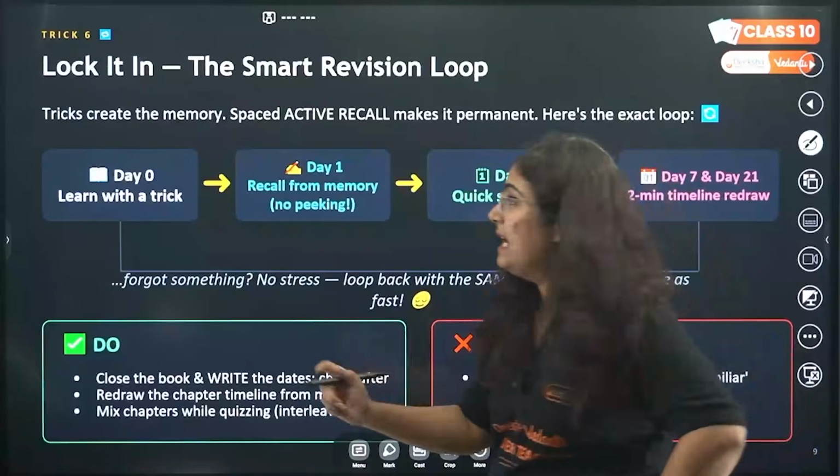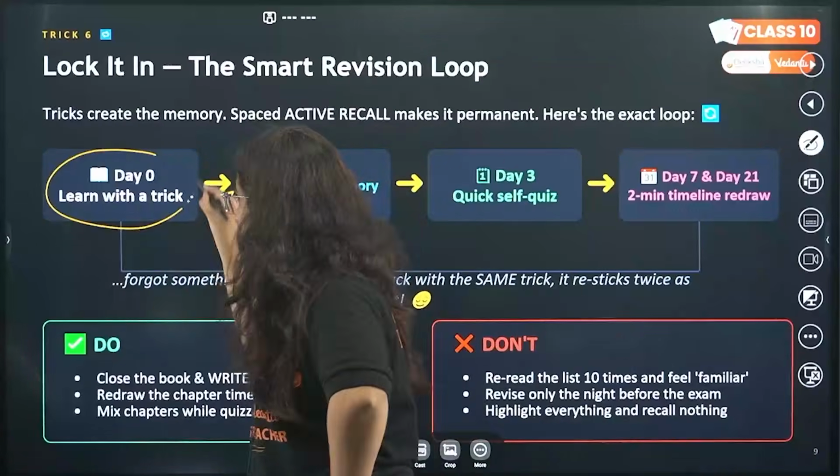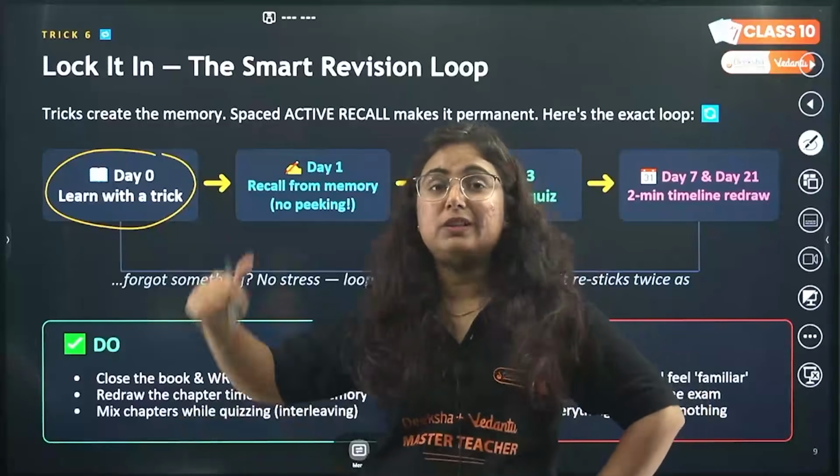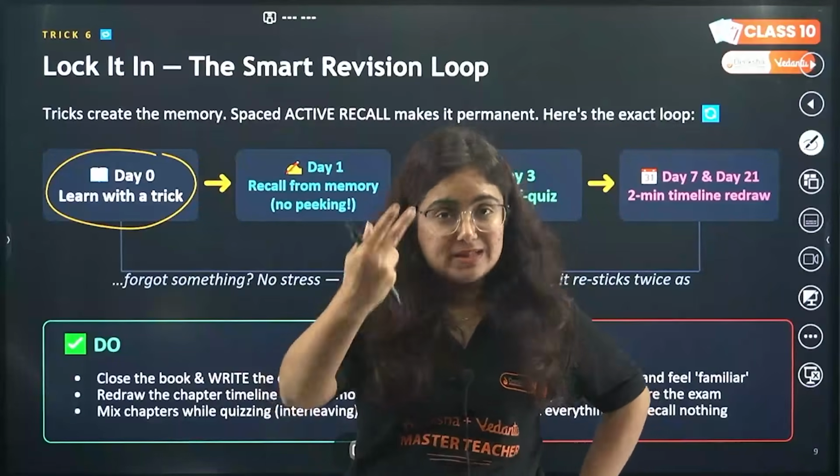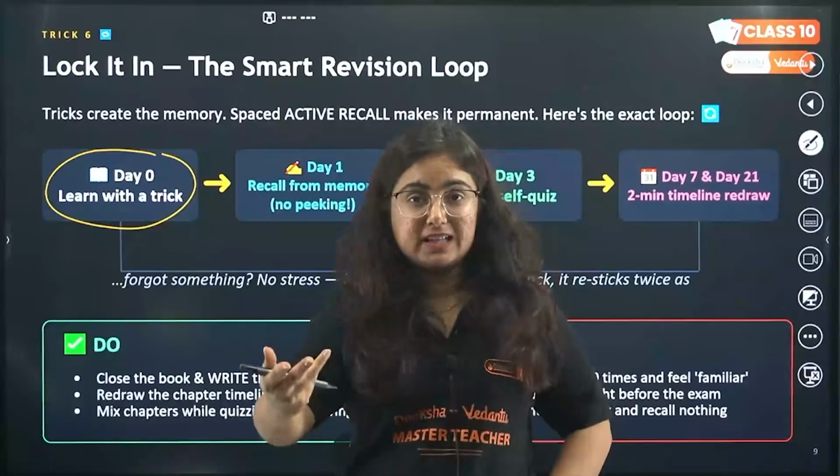For that, beta, day 0 is your learning day. Now, how are you learning? With the text, making rhymes, using the patterns, making the timelines. Right?